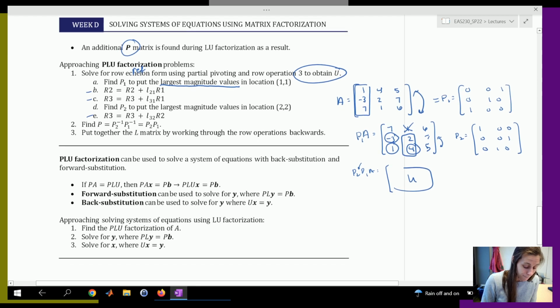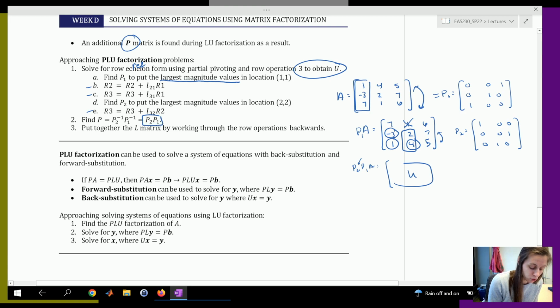So my U is whatever I get at the end, whatever REF is at the end of these 5 row operations. P is found by just multiplying my 2 matrices together. So multiply these 2 matrices together. That's pretty straightforward. L, though, is a little bit more challenging.